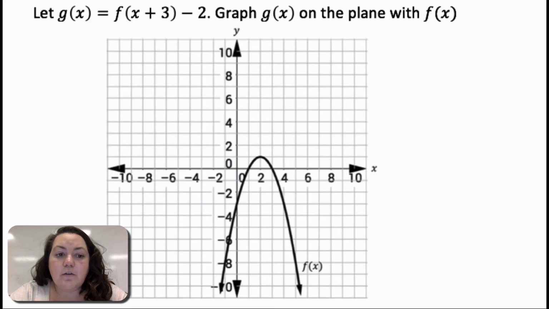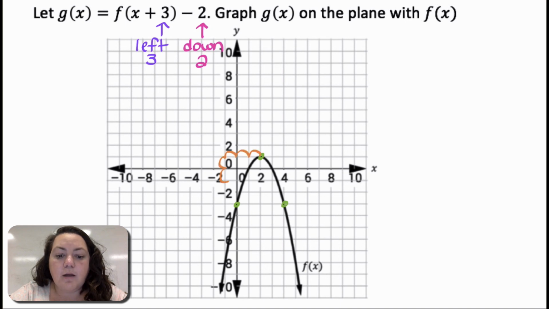Let g of x equal f of (x + 3) - 2. Graph g of x on the plane with f of x. I already have f of x graphed, and I'm taking my f of x function and shifting it left 3 units because there was a +3 inside the parentheses, and down 2 units because hanging off the end is a -2. I'm going to pick some nice points on my f of x function, and then I'm going to transform them.